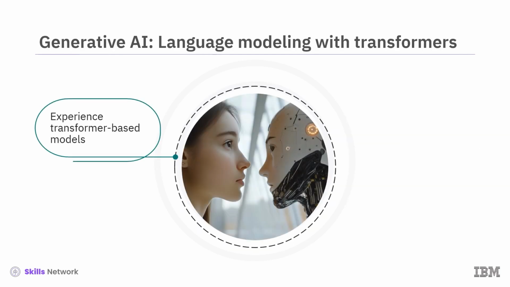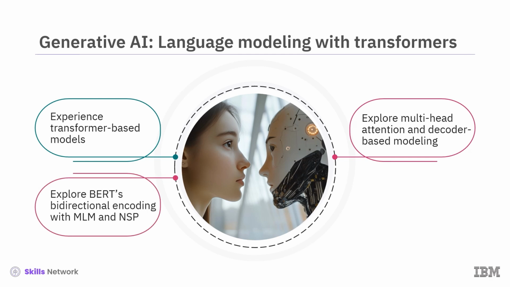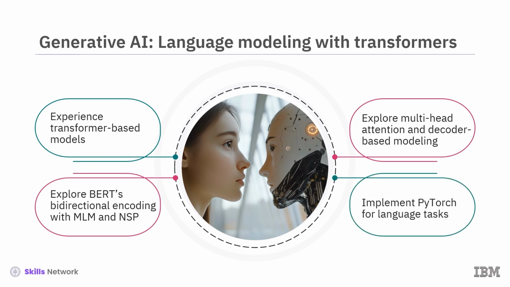Gain expertise in transformer-based models like GPT and BERT, focusing on text classification, positional encoding, word embeddings, and attention mechanisms for contextual understanding. Dive into multi-head attention and apply GPT for language translation using decoder-based modeling. Explore BERT's bidirectional encoding with techniques like masked language modeling, MLM, and next sentence prediction, NSP, and implement these models in PyTorch for sophisticated language tasks.